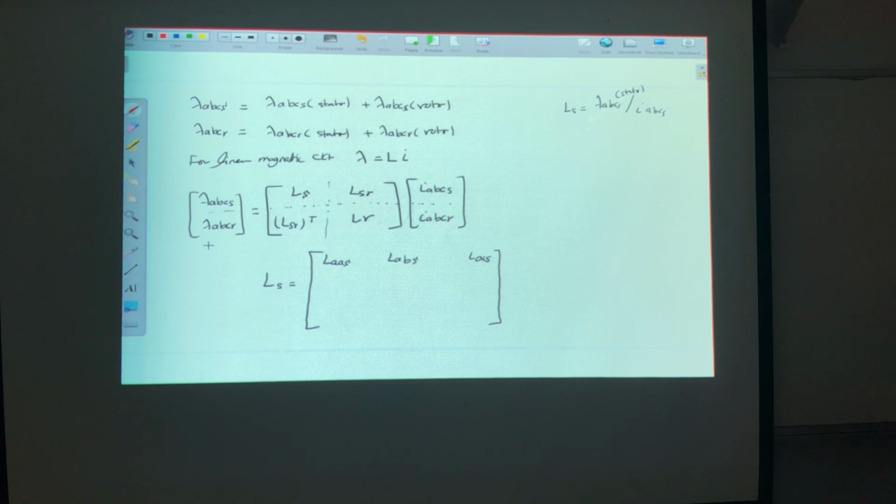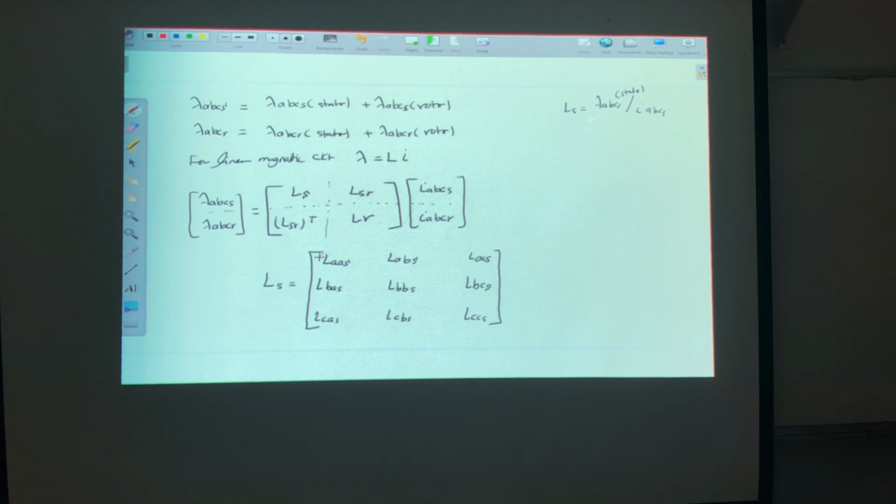So who can give me the second one? LBAS. Then? LBBS. Then? LBCS. Who can give me the last one? LCAS, then LCBS, then LCCS. Correct? Yes? Okay.